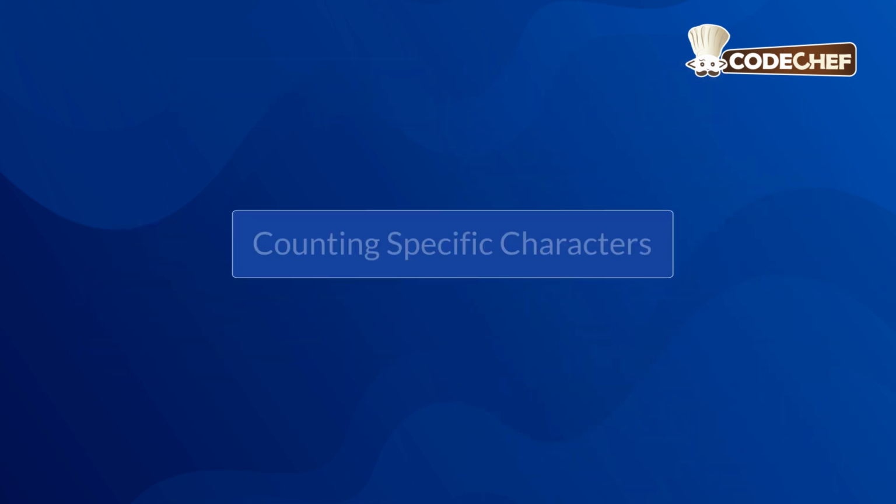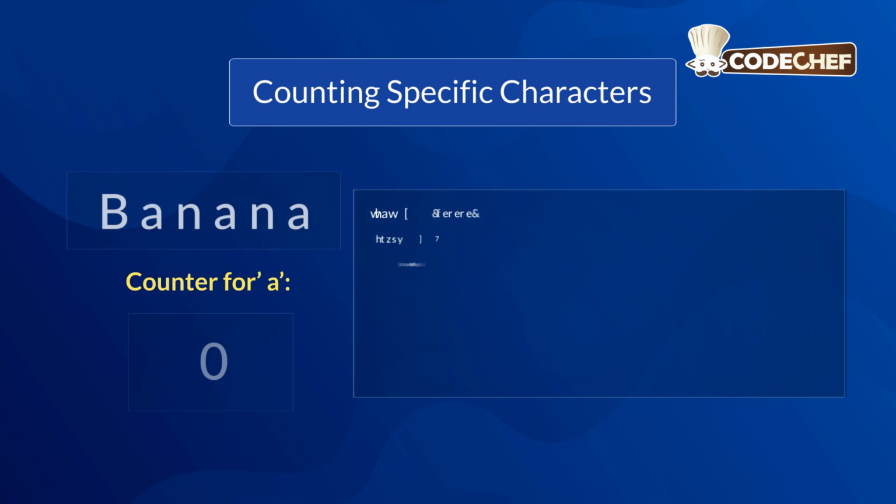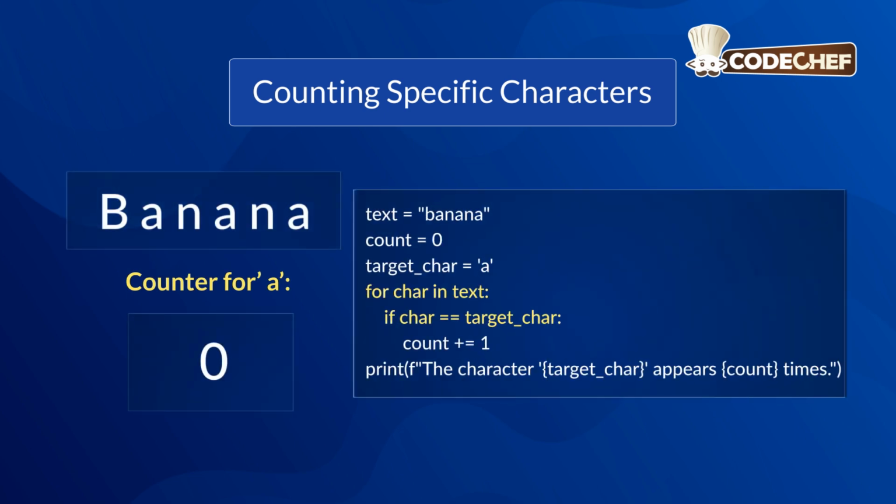This brings a few ideas together. We iterate through a string character by character. Inside the loop, an if statement checks if the current character is the one we're looking for. If it is, we use an accumulator variable to increase our count. It's a simple, powerful way to analyze text.